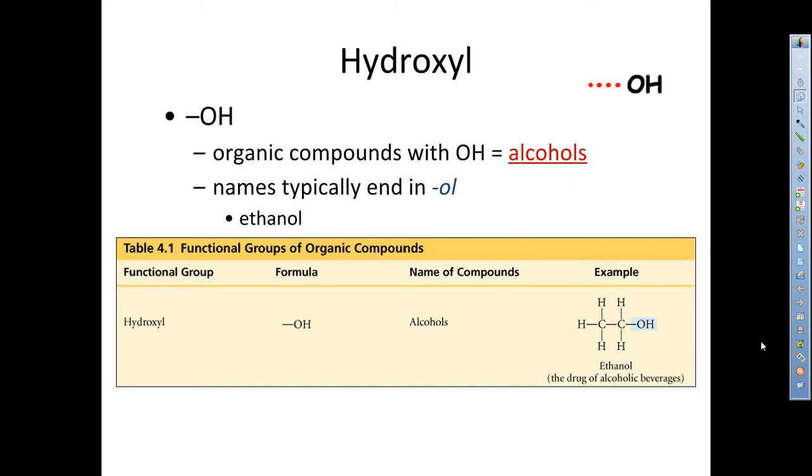So here's OH. This is that ethanol we were looking at. So it's an alcohol group. This typically gives molecules an OL ending, so ethane to ethanol, propane to propanol, methane to methanol. And so, again, ethanol is the active ingredient in rubbing alcohol or alcohol that would be in a beer, wine, things like that.